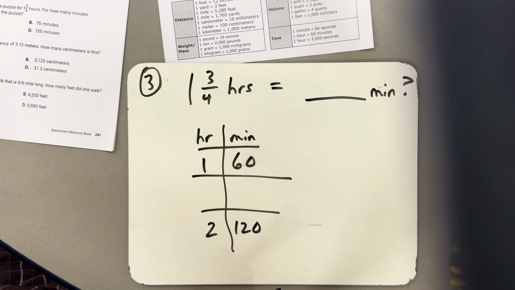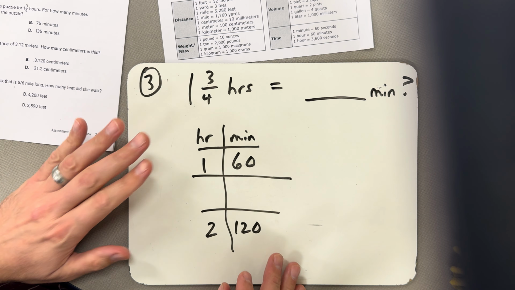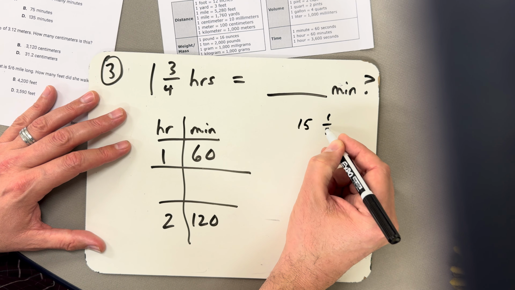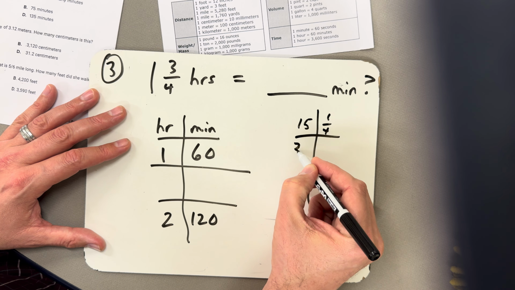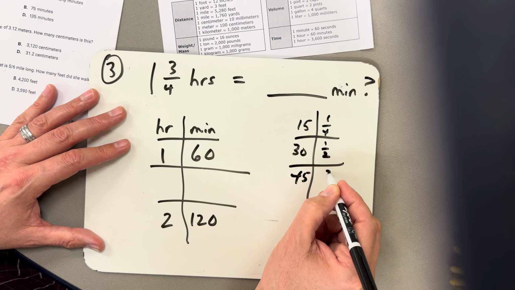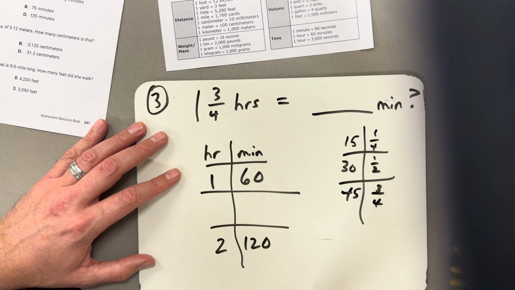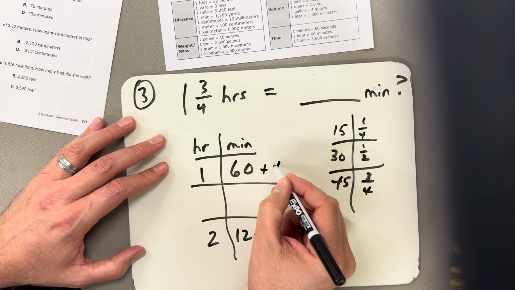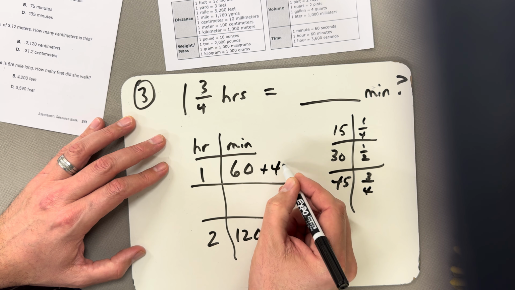So again, there's different ways we could do this. We could think, what's 3/4 of an hour? That might be a nice way. Like I could think, 15 minutes is 1/4 of an hour. 30 minutes is half an hour. 45 minutes is 3/4 of an hour. So what we're really talking about up here is 1 hour and 45 minutes. So I could just say 60 plus the 45 minutes I just figured out. That's one way we could do it.